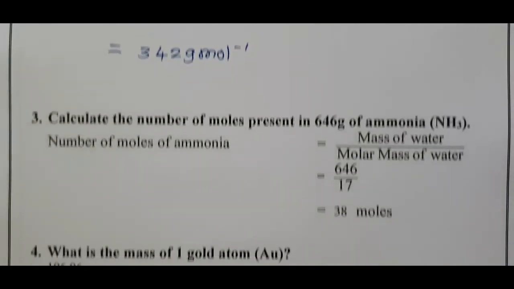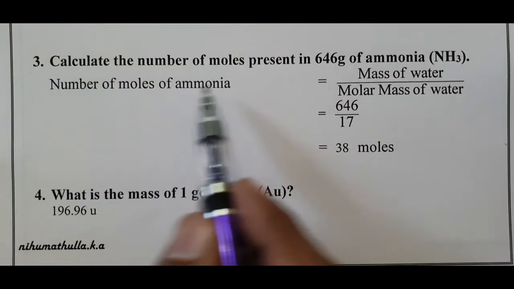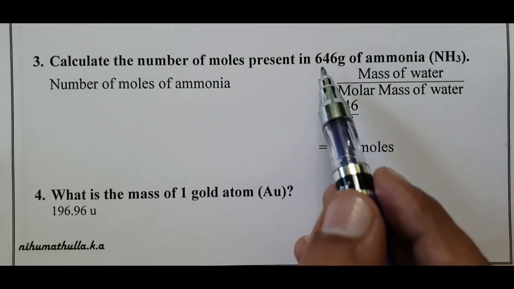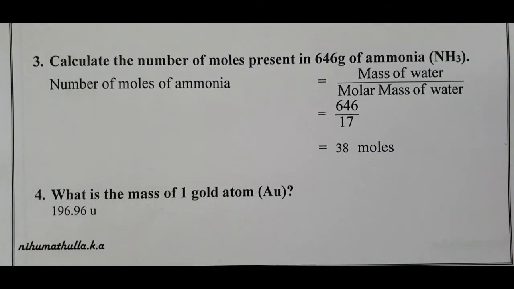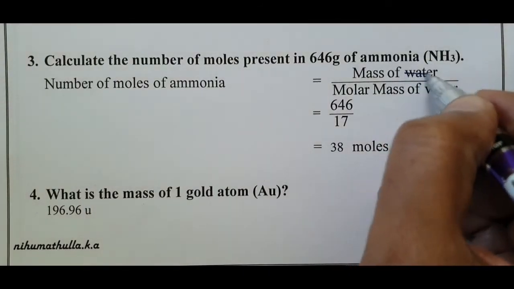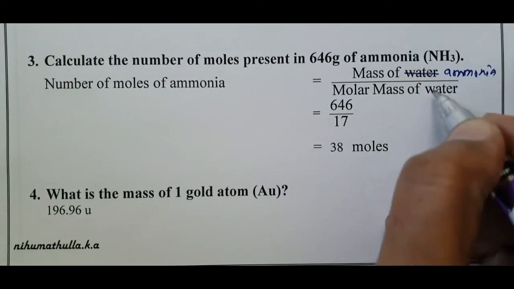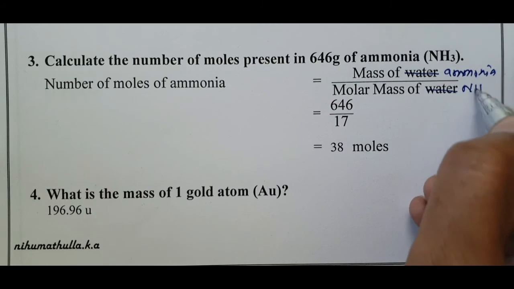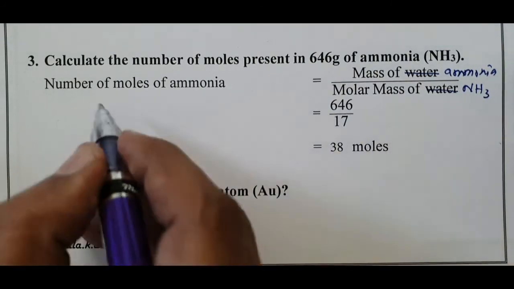Come to the next assessment. Number 3. Calculate the number of moles present in 646 gram of ammonia. Number of moles formula we know. Number of moles of ammonia equal to mass of ammonia divided by molar mass of ammonia. Mass of ammonia given in our problem 646.